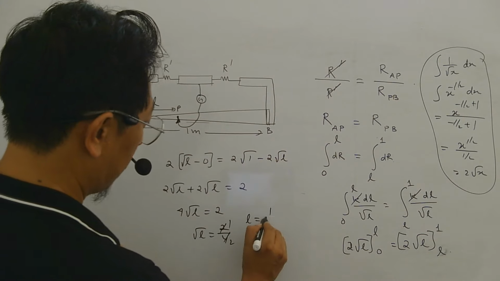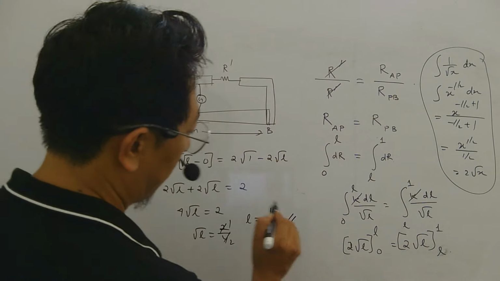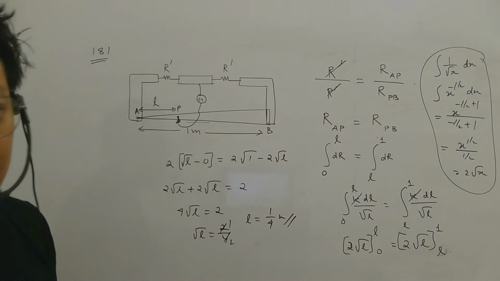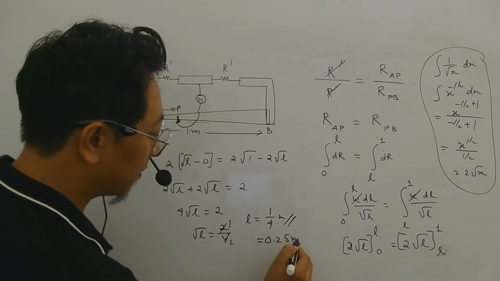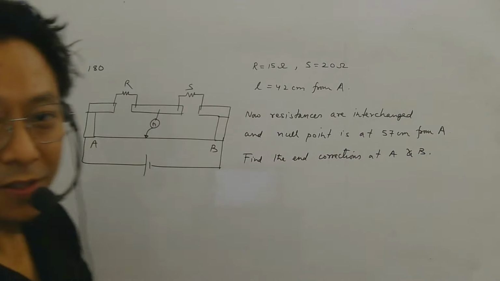So L will be 1 by 4. So the balance length is 1 by 4 meter, right? Which will be 0.25 meter, isn't it? So let's see the next question.